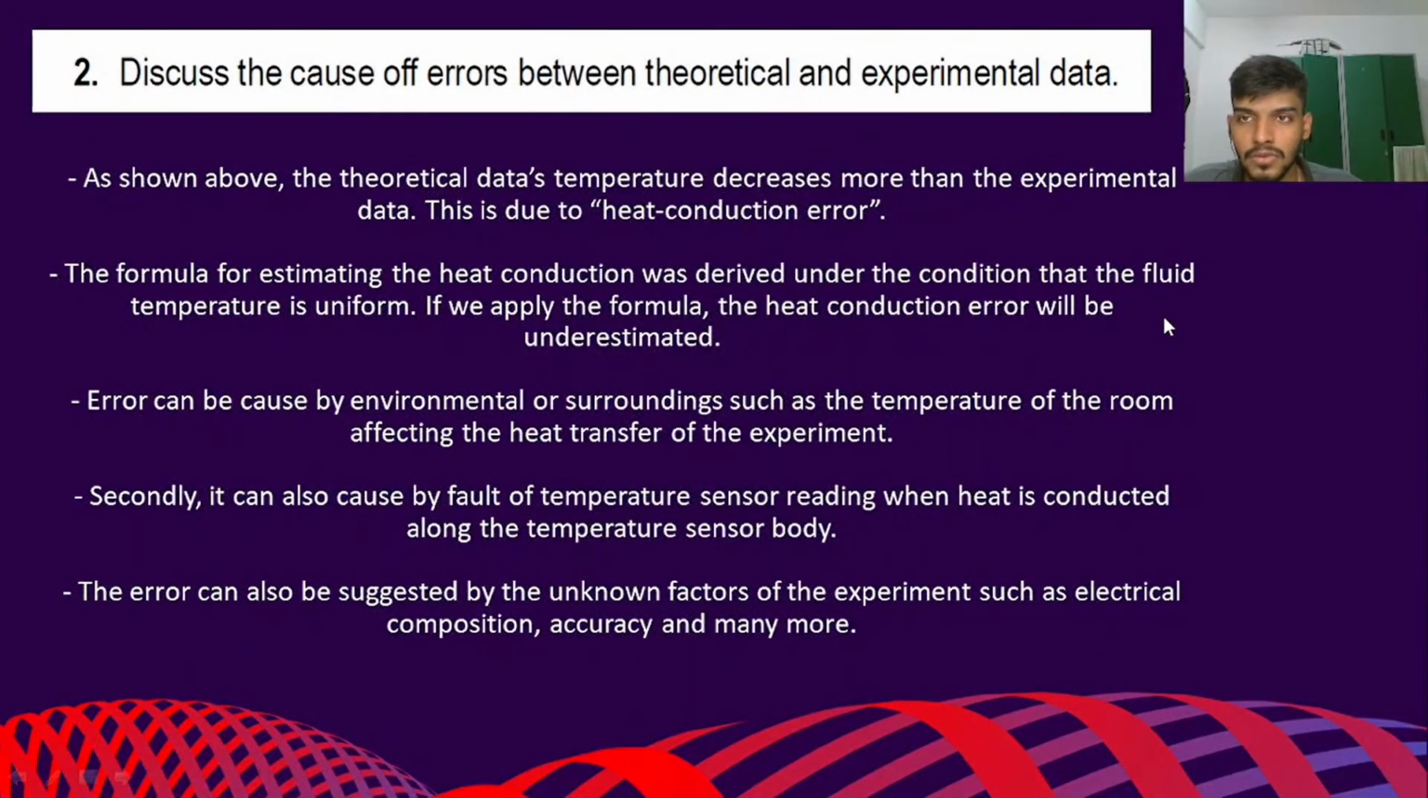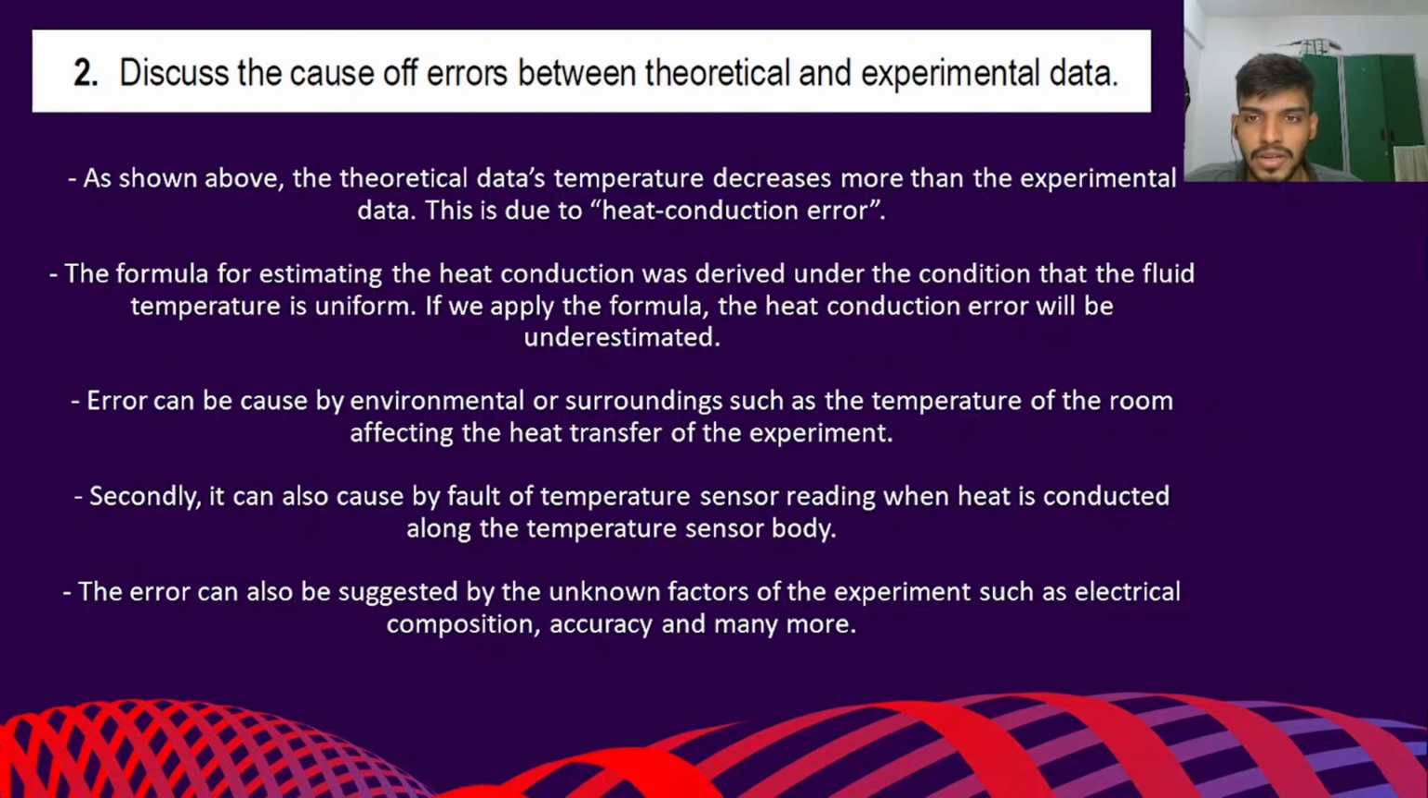A very good day. Today I'm going to present discussion number 2, on the theoretical and experimental data differences. As shown above, the theoretical data's temperature decreases more than the experimental data. This is because of heat conduction error. The formula for estimating the heat conduction was derived under the condition that the fluid temperature is uniform. If we apply the formula, the heat conduction error will be underestimated.